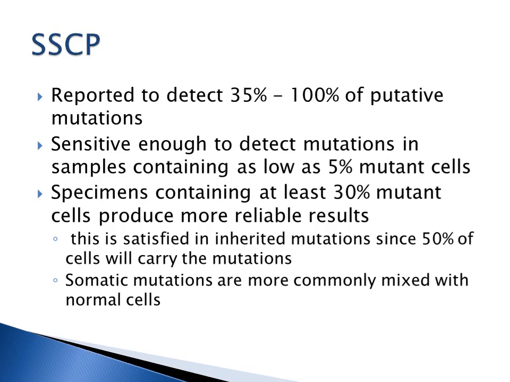So if you have an inherited mutation, 50% of your cells are going to have that mutation. So you're going to be more likely to see that mutation using the SSCP method. Somatic mutations, however, are mixed with normal cells. So it really depends on how many mutant cells and how many normal cells are present. If there's more mutant cells, you're going to be more likely to see that mutation.